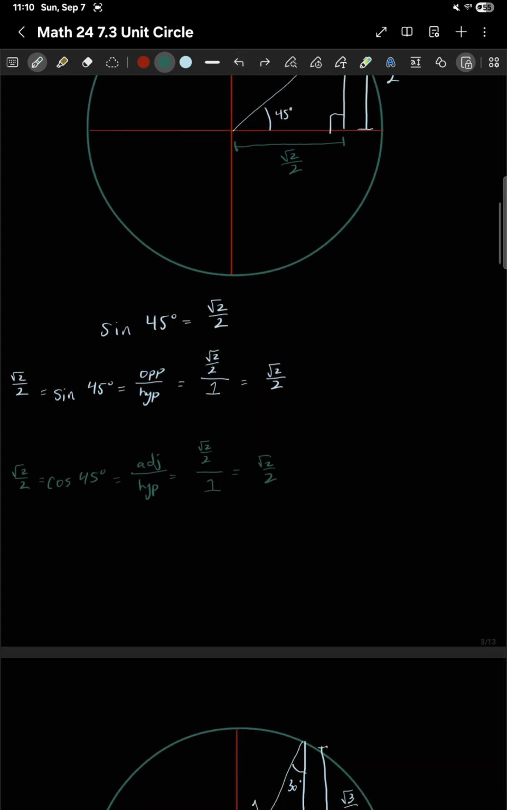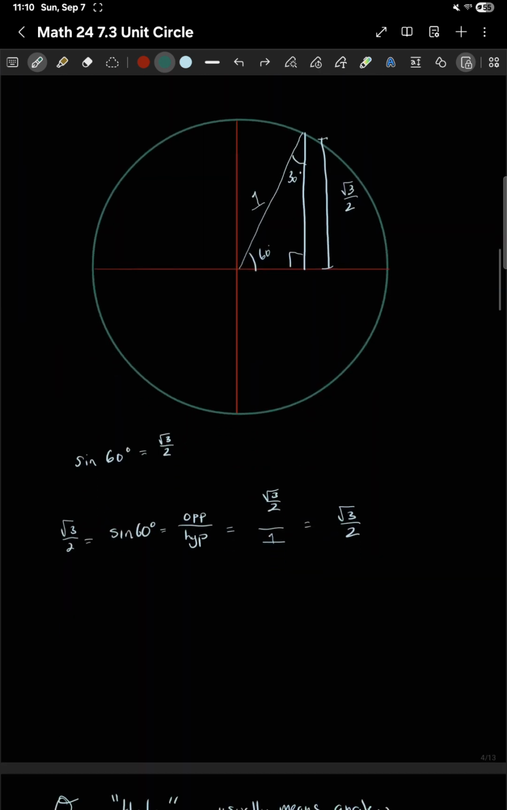So that checks out. And now let's go to our 30, 60, 90 triangle, but this time the 60 degree is here as opposed to being over there where it was in our first triangle. It's just kind of that same triangle in the first part, just standing up.